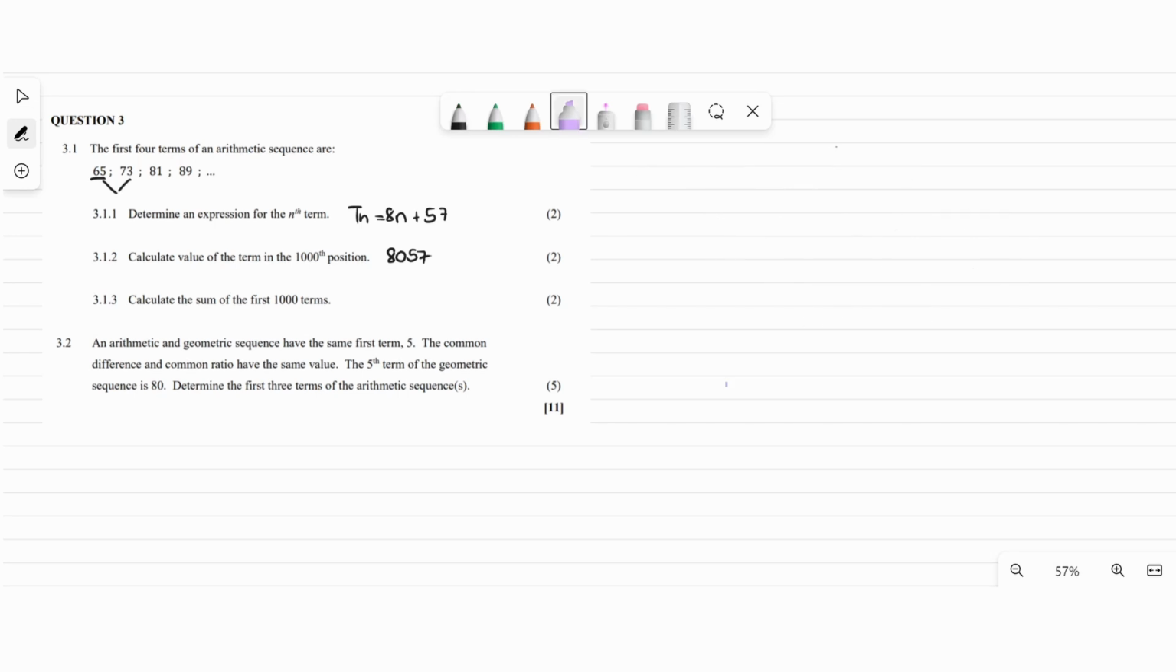So now going to 3.2, it says an arithmetic and geometric sequence have the same first term. So if it has the same first term, meaning A for both of them is equal to 5, right?